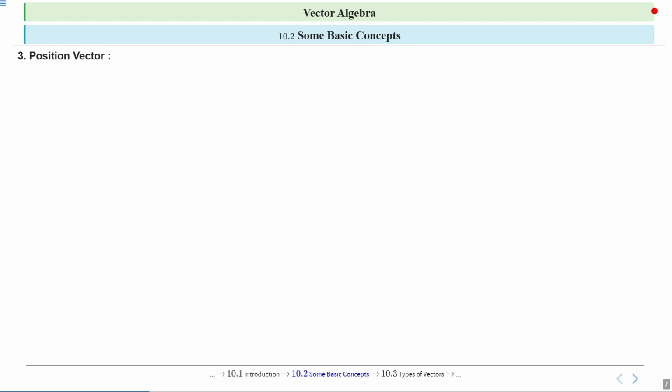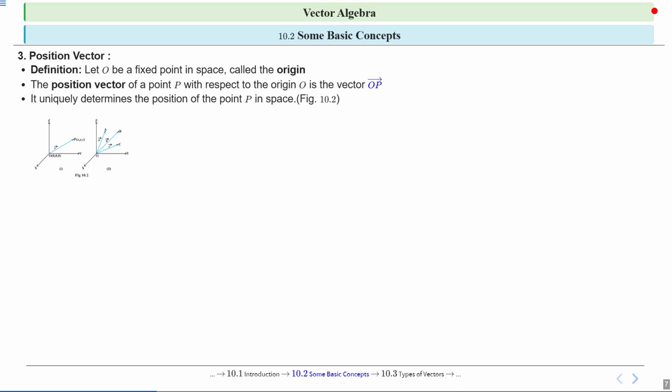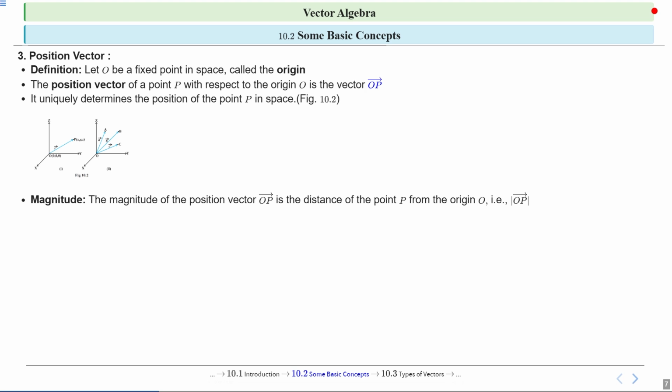Next, it is position vector. Definition: let O be a fixed point in space called the origin. The position vector of point P with respect to the origin O is the vector OP. It uniquely determines the position of point P in space. You can see figure 10.2. Magnitude: the magnitude of the position vector OP is the distance of point P from the origin O. That is, magnitude of OP.